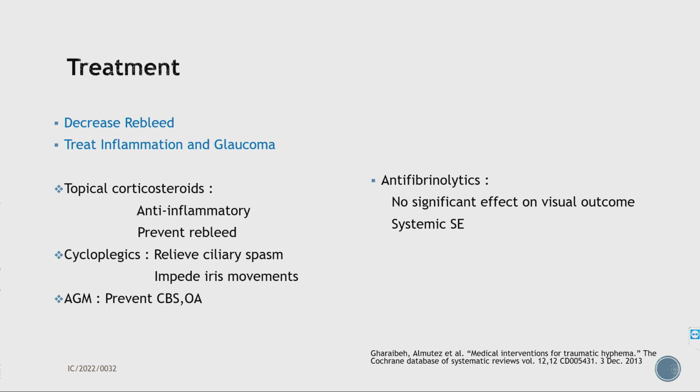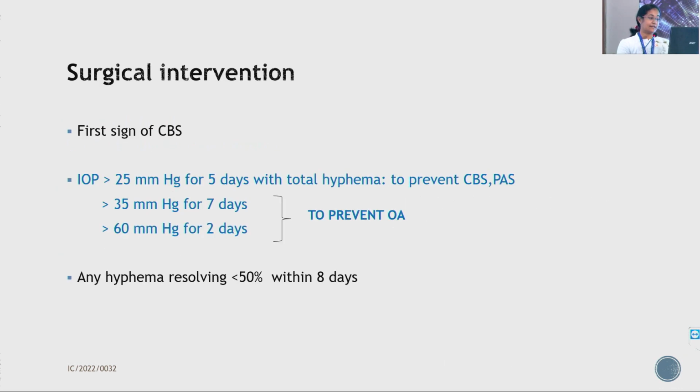The treatment, our aim is to decrease the rebleed and treat inflammation and glaucoma. Our mainstay is topical corticosteroids, cycloplegics, and AGM. Antifibrinolytics are a little controversial because in the final visual outcome they actually do not have any significant benefit. They do prevent rebleed, but they have multiple systemic side effects.